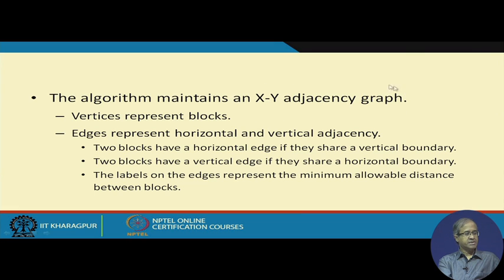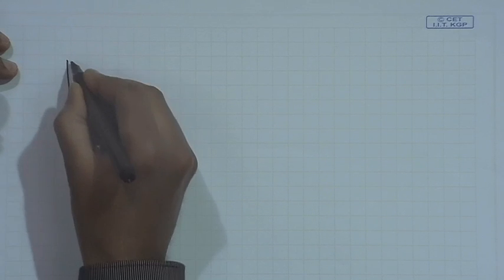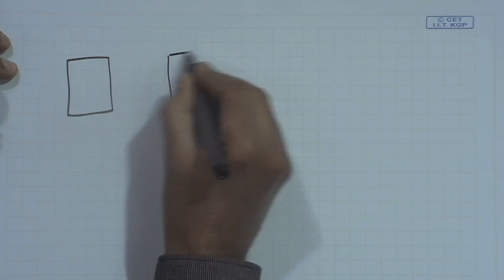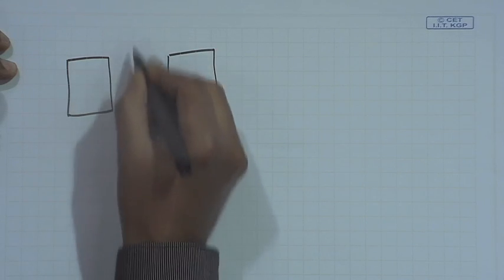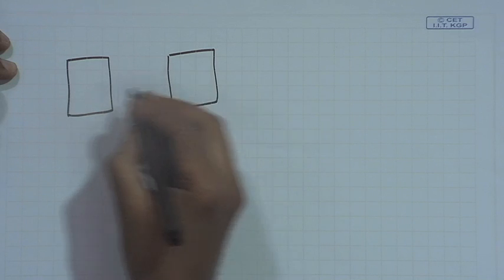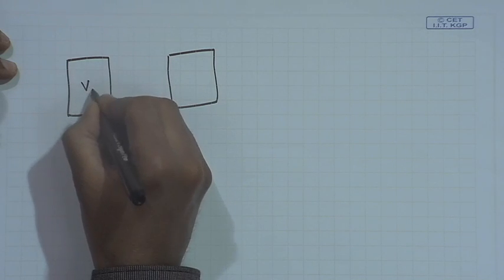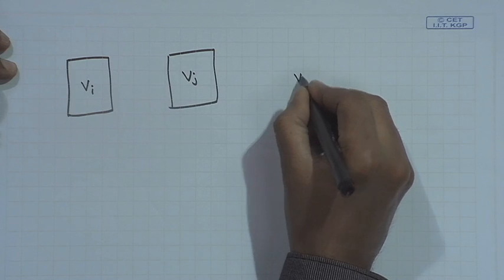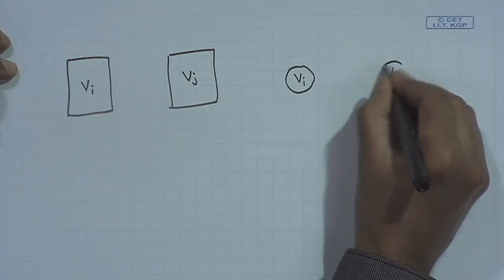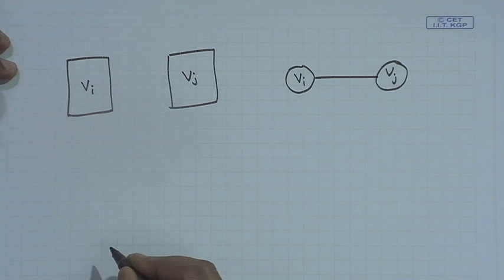So, it uses something called an XY adjacency graph. Here the vertices represent the blocks in this graph, and the edges represent horizontal and vertical adjacency. Like, let us say there are two blocks like this which share a vertical boundary, and let us say this is Vi and this is Vj. Then in the graph there will be a horizontal edge between them.